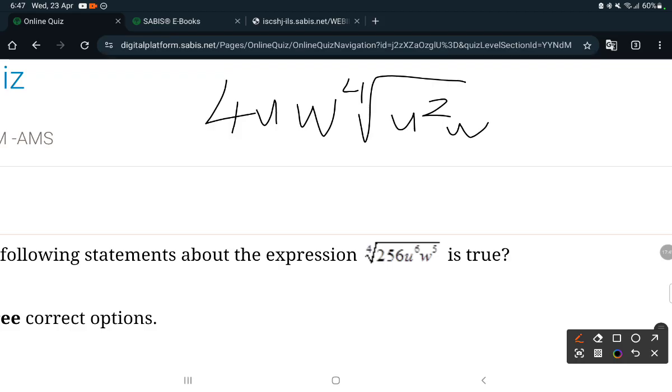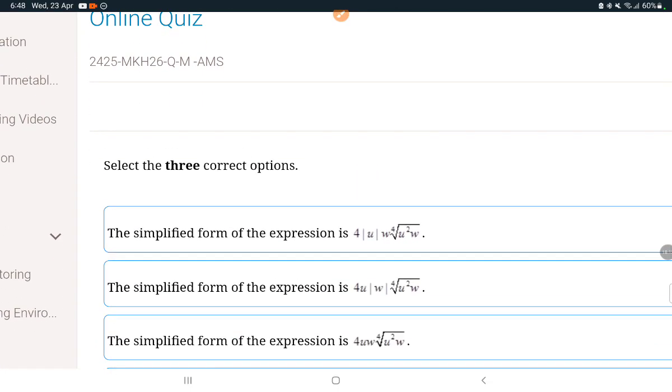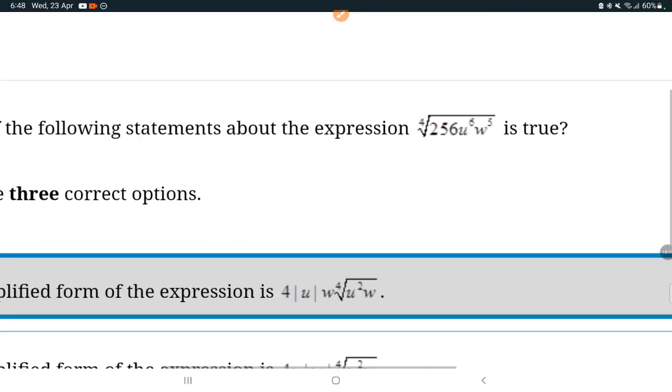Okay, so it was u to the power of 6, and then it became odd. It went from even to odd, so we apply absolute value. But for w over here, it was odd, and then it stayed odd, so we don't apply absolute value. So your final answer is going to be 4 absolute value of uw, and then the fourth root of u squared w. Okay, so that's the correct answer. And then the expression is defined for all real values of u. Let's see.